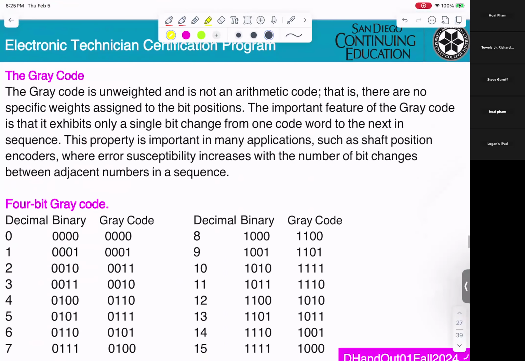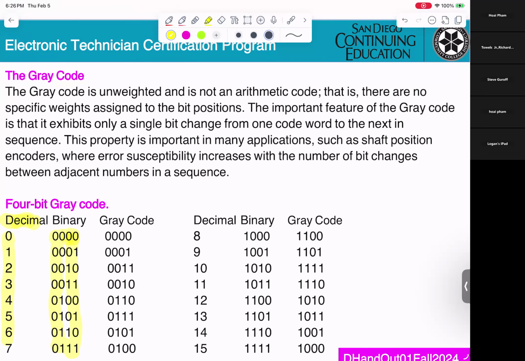Sometimes systems use different codes. One of them is called gray code. If you want, you can see decimal here and the equivalent gray code here. They must be 4 bit. 1, 2, 3, 4, 5, 6, 7.